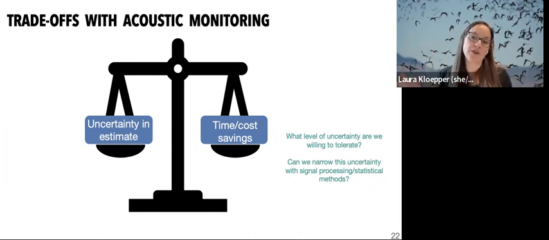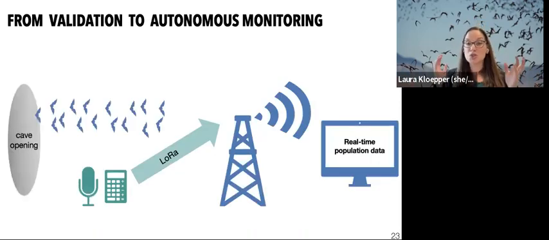And we're also trying to figure out if we can narrow the uncertainty in our population estimate with additional signal processing approaches. Like I mentioned before, we're really in the thick of it right now, swamped with data, trying to run all of these values through and figure out the model and the uncertainty in that. Because if we can figure this out and get this to what is considered an acceptable uncertainty in the population estimate, this is where we can truly have autonomous monitoring.